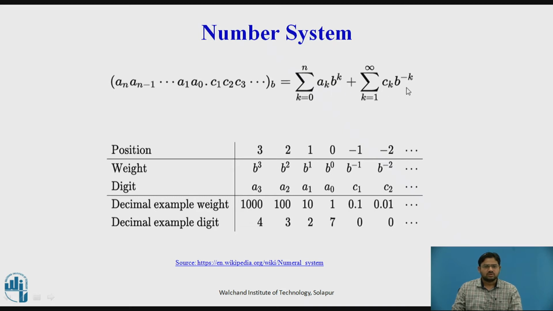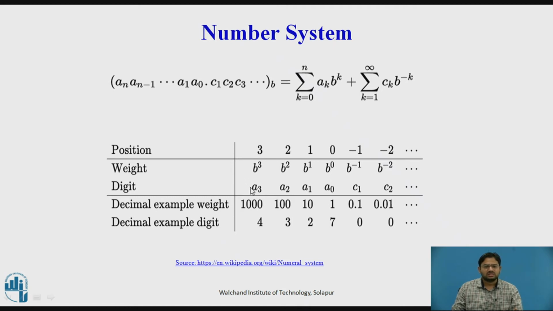From the position, if it is at the 0 position, then it is b raised to 0. When it is at the minus 1 position, that means right after the decimal point or binary point, it is minus 1. This position is minus 1, this position is minus 2. So you take 10 raised to minus 1, which is 0.1, and 10 raised to minus 2, which is 0.01. These are the decimal weights for the given decimal number system.